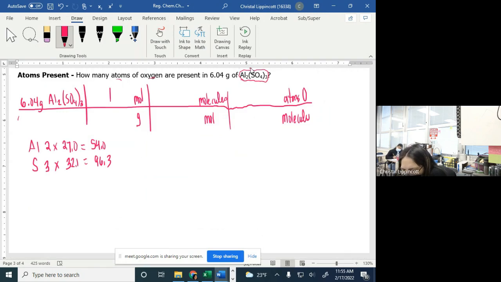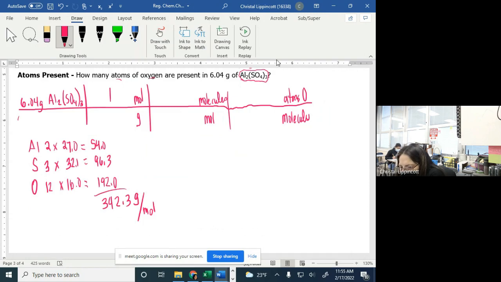Then my oxygen, how many oxygens do I have? 4. No. 12. 12, right. Okay. So I've got 3 times 4 is 12. So 12 times 16 from the periodic table is 192. So now I'm going to add those together. So that's my 54 plus my 192 plus my 96.3. That gives me a total of 342.3, and that's grams per mole.